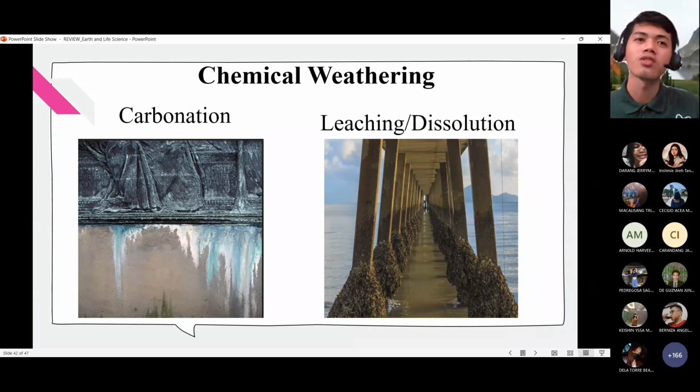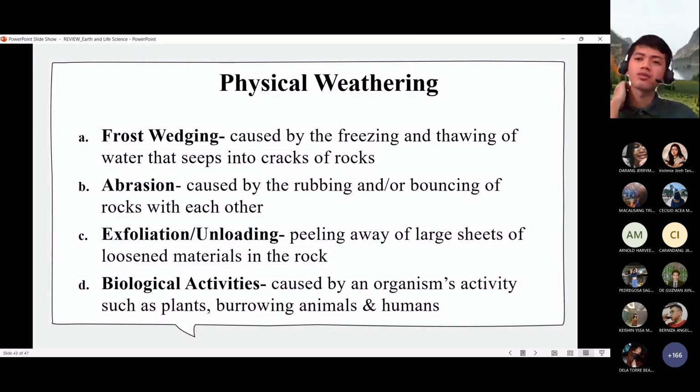Now, we also have carbonation because of harmful gases such as carbon dioxide. It can lead to acid rain. Our infrastructures get damaged, for example, because of acid rain. That's carbonation. Leaching or dissolution. Whenever our rocks are exposed to water, for example, their chemical composition changes. The agent of this is water, of course. That's dissolution.